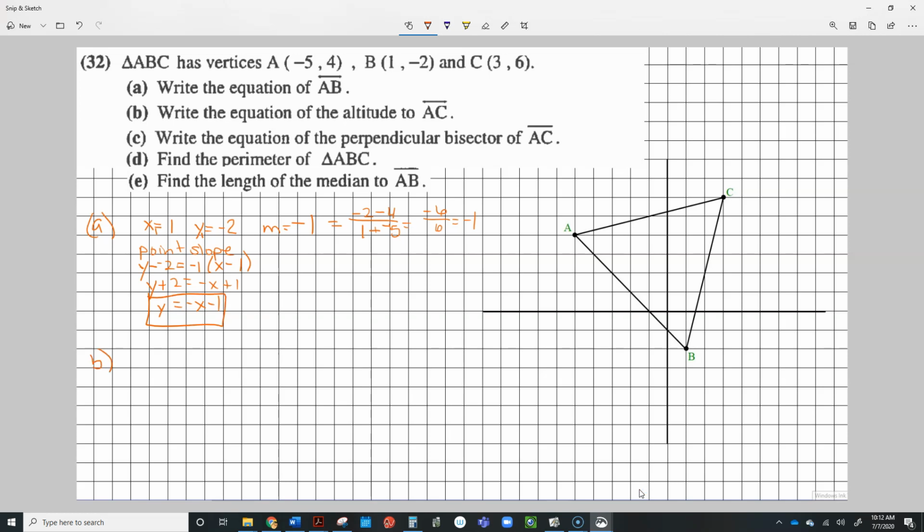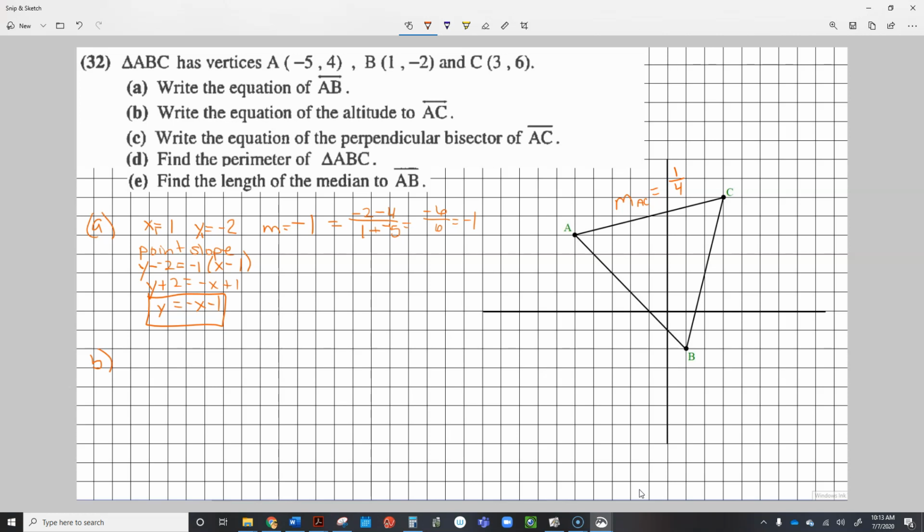Part B says write the equation of the altitude to line AC. So the altitude in a triangle has to start at a vertex, and then it has to be perpendicular to the side that we're doing the altitude to. So we know the slope of AC is rise 1, 1, 2, 3, 4. It looks like a 4. Okay, so I know the slope of AC is 1/4.